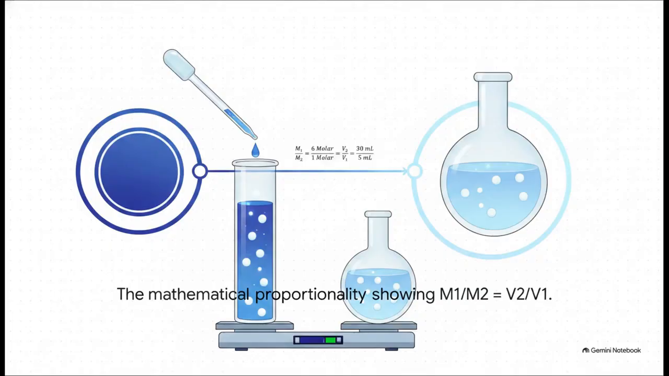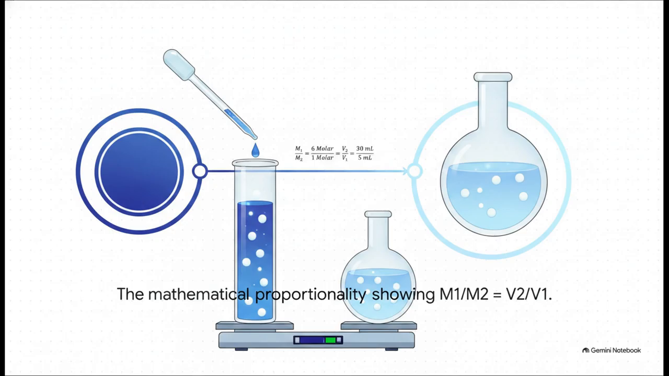Moving on to Section 2, the golden dilution equation, M1V1 equals M2V2. Because here's the thing about chemistry, just eyeballing it like we do with our morning orange juice, yeah, that just isn't going to cut it. We need the mathematical proportionality you see right here. M1 over M2 equals V2 over V1. This right here is the foundation of the golden equation, which you'll almost always see written out as M1V1 equals M2V2. The M stands for molarity, that's your concentration, and the V stands for volume.